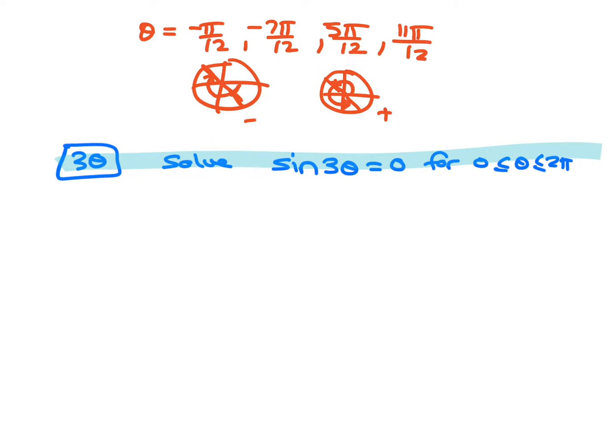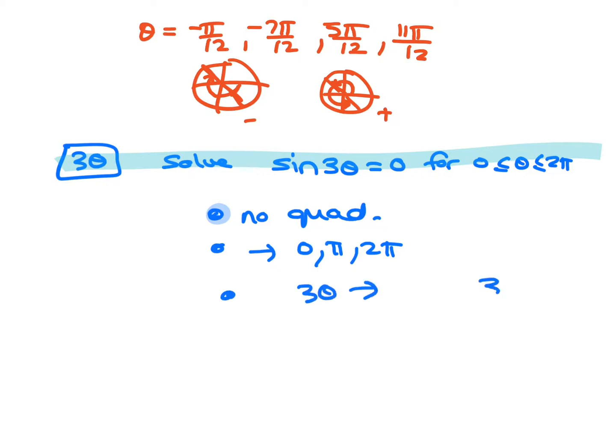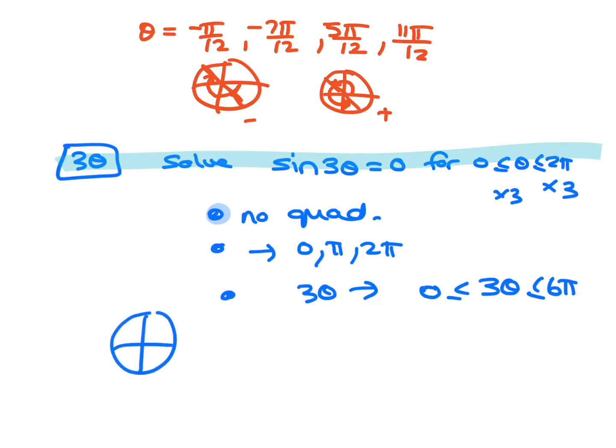Alright, so when I look at that, first of all, it doesn't actually have a quadrant, does it? So it's no quadrants. It's actually a boundary angle. So sine is 0 at 0, pi, and 2 pi. Now, because we've got 3 theta, what that means is 3 theta would go in between 0 and 6 pi. So it's times 3 times 3. Okay, so 0 and 6 pi, that means you go 1, 2, 3. So it's 3 times around.